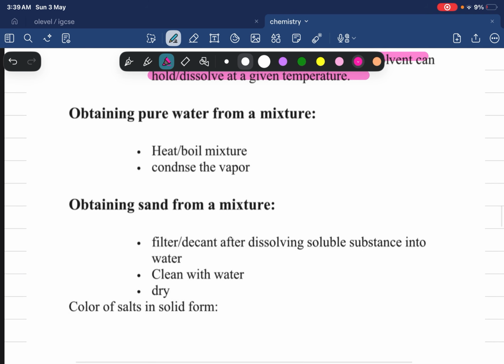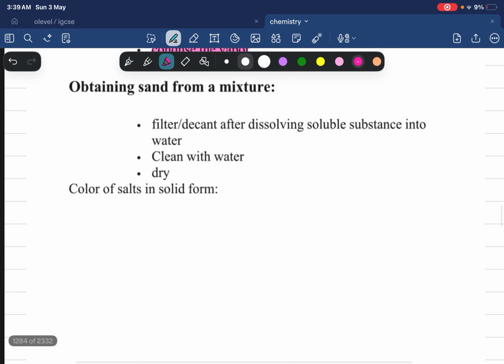Okay, obtaining pure water from a mixture. How do you obtain it? You heat and boil the mixture, and then you do distillation. You condense the vapor. That's how you're going to obtain pure water from a solution. Distillation. Obtaining sand from a mixture: filtration or decantation. What is decantation?